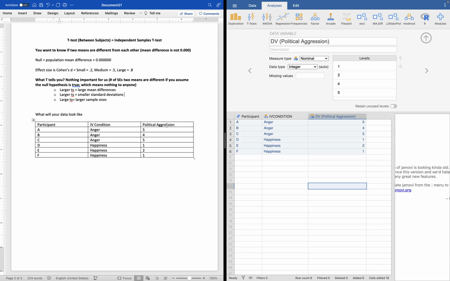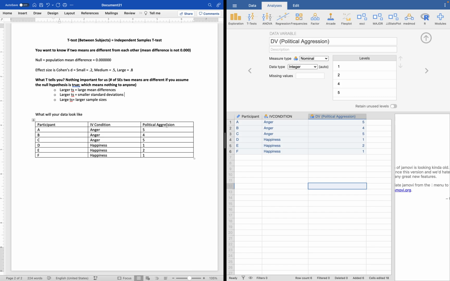What does the t statistic tell you? It actually tells you nothing important. Number of standard errors that two means are different, if we assume the null is true, blah, blah, blah, we're not going to interpret that. But what you need to know is that you get a larger t value if you have larger mean differences, which if that was the only thing, that would be cool, but it's not the only thing. You get a larger t value if you have smaller standard deviations, standard errors, and you have a larger t value if you have a larger sample size. So t is impacted by a lot of things. You don't need to know that. I'm just telling you that.